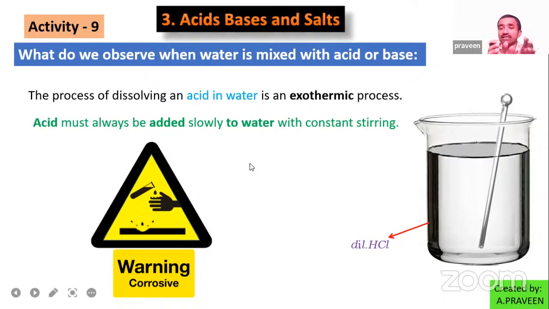This is the warning symbolically given. Why is it happening? It is an exothermic process. Acids are corrosive in nature. Bases are corrosive in nature. If I say this point, you may get one doubt in your mind: all the acids are corrosive in nature, sir, because we are eating some acids with the food. So all the acids are not corrosive in nature. Some of them are corrosive in nature.